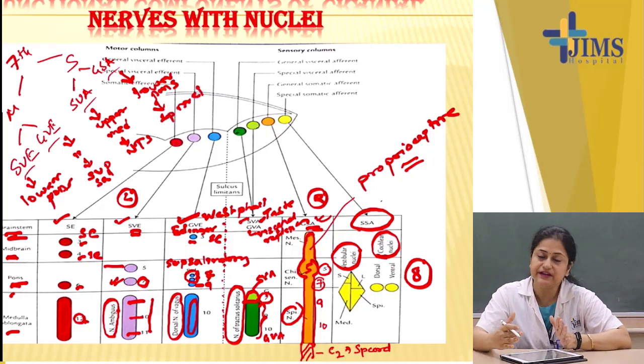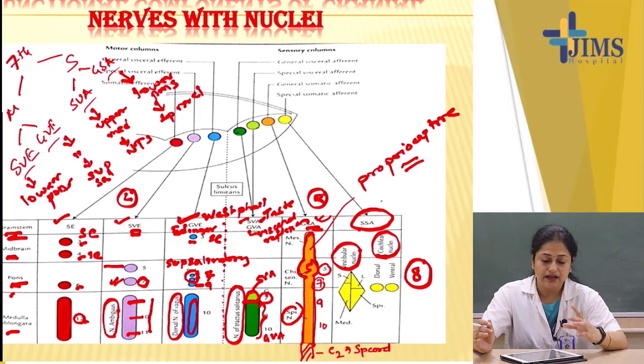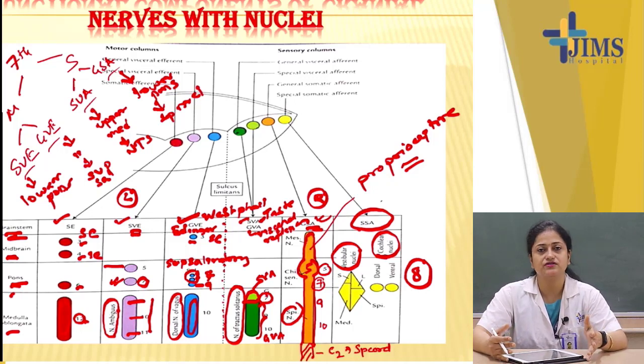So if you know this picture well, then it is possible for you to write the deep origin and the functional component of any cranial nerve, even if it is some other nerve which you have not studied. So with this idea we will complete the general introduction of the cranial nerves, and in the subsequent lectures we will discuss the cranial nerves, the important ones, mainly the ones that are very important for your theory. Thank you.